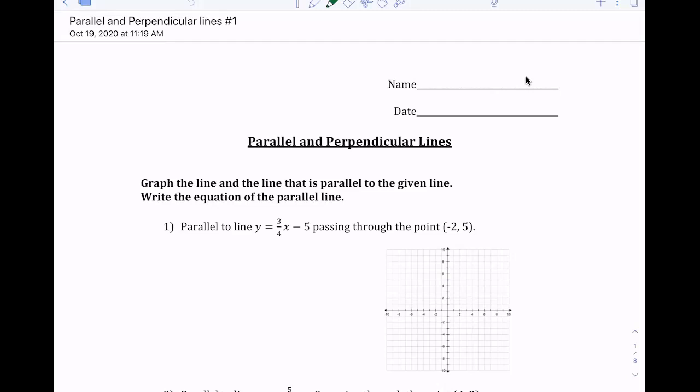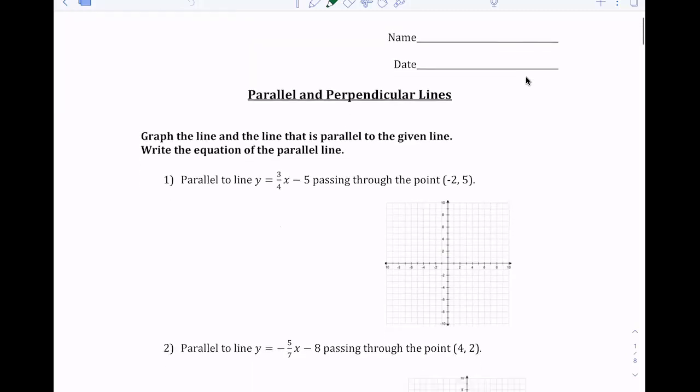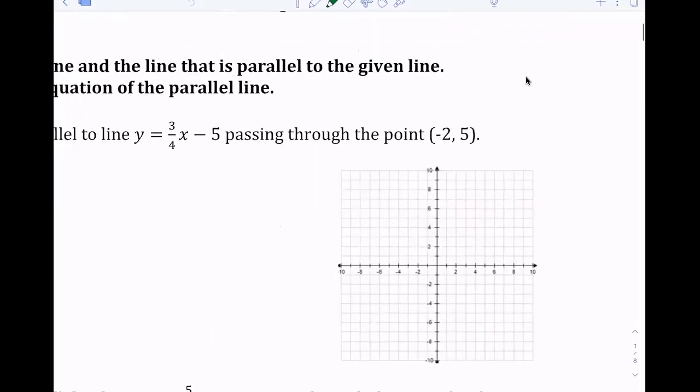It says, graph the line and the line that is parallel to the given line. Then write the equation of the parallel line. So that's a lot of work. I'm graphing 3/4 x minus 5. So who remembers how to graph 3/4 x minus 5?